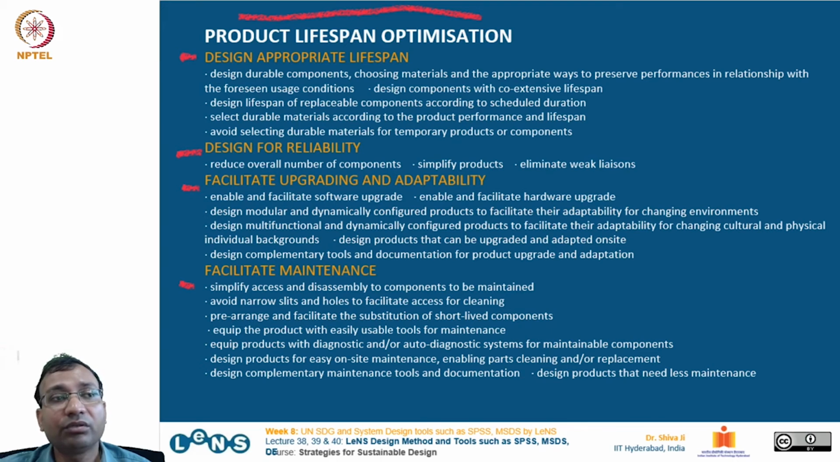How can you do this? There are some points given here. Enable and facilitate software upgrade. Enable and facilitate hardware upgrade. Design modular and dynamically configured products to facilitate their adaptability for changing environments. Design multifunctional and dynamically configured products to facilitate their adaptability for changing cultural and physical individual backgrounds. Design products that can be upgraded and adapted on site. Design complementary tools and documentation for product upgrade.